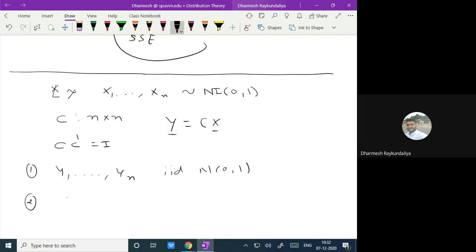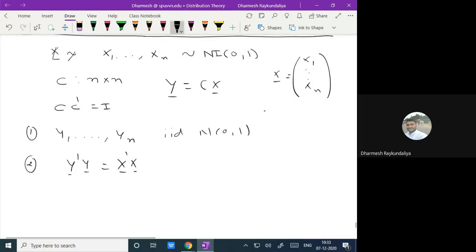Second, we know that y transpose y is equal to x transpose x. That means x is a vector having the elements xi, that is, summation xi square is equal to summation yi square.